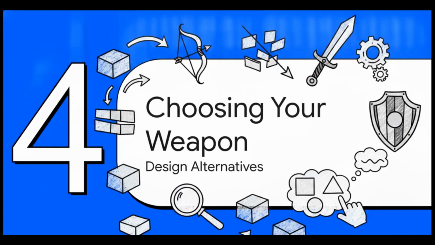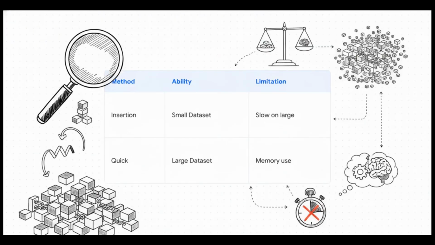All right, Section 4. Choosing your algorithmic weapon. To really master data organization, you've got to have the ability to explore design alternatives, basically judging every method's ability to work on a specific dataset. For instance, a method like insertion sort that works flawlessly on a small, nearly sorted dataset might have severe memory or time limitations when you apply it to a massive, completely randomized table. You have to weigh these design alternatives against their inherent limitations before you ever commit to a solution.